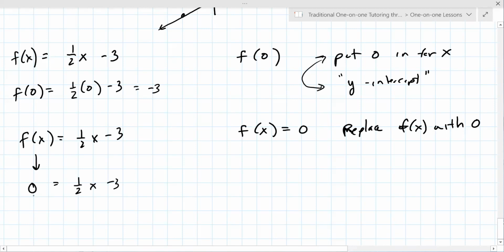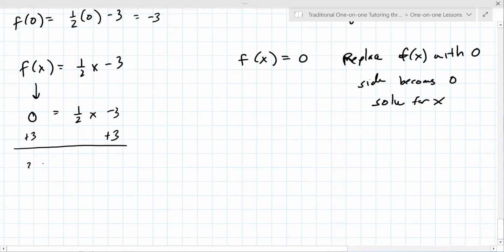Do you see the difference? In one, you put 0 in for x. Here, this whole thing becomes 0. Basically, the side becomes 0. See how that side is 0? Yeah. And then you solve for x. Okay. So you add 3 to both sides.